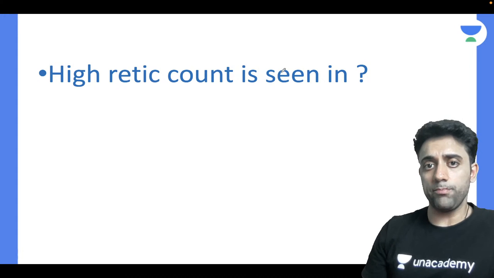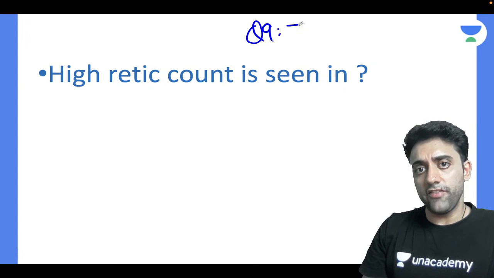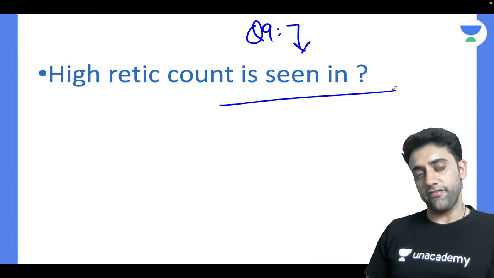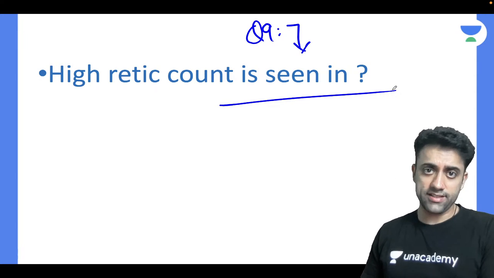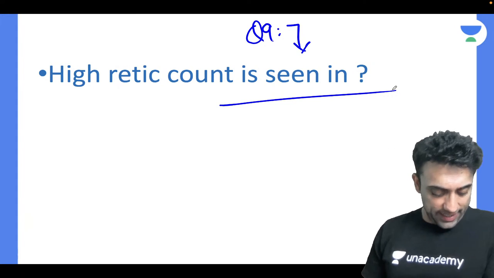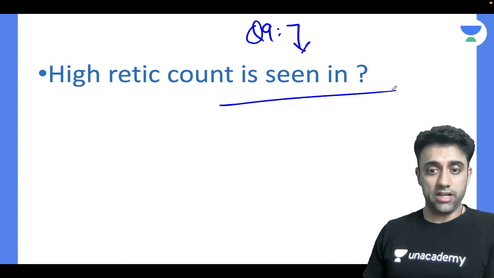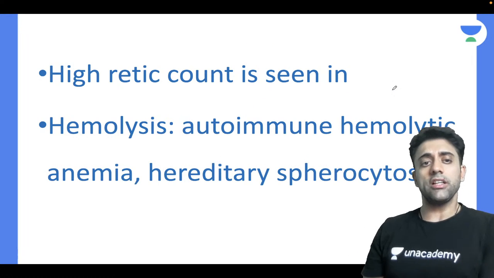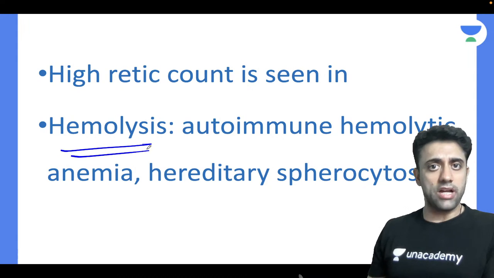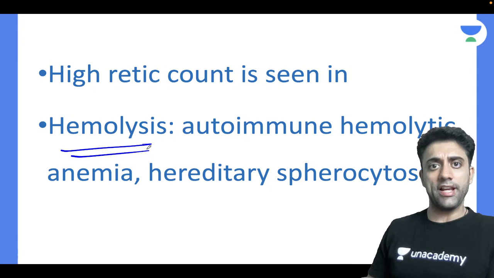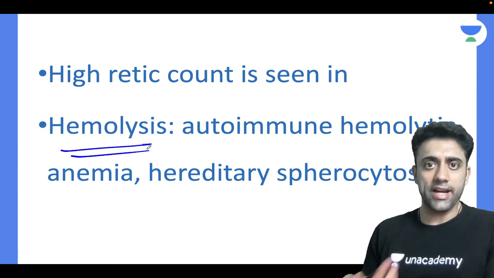So high retic count, PG entrance question number 9. Where do you see high retic count? Retic count kis mein badhta hai? In which cases? Who will tell me? Number one, of course, when there is hemolysis or hemorrhaging, yes or no? The causes of high retic count are naturally too much hemolysis, too much hemoglobin breakdown, so naturally I need more RBCs.